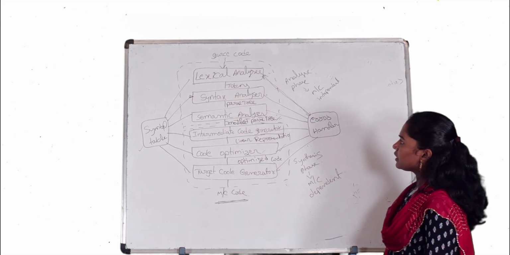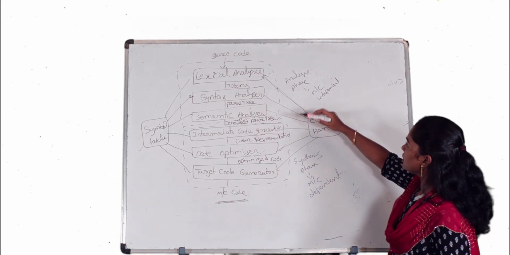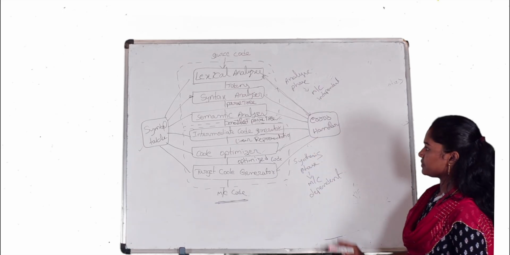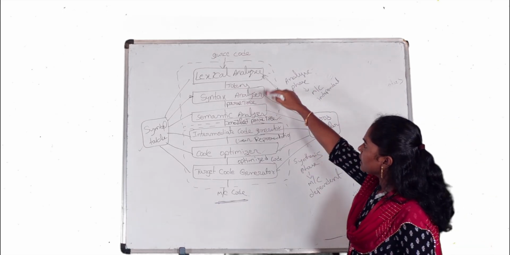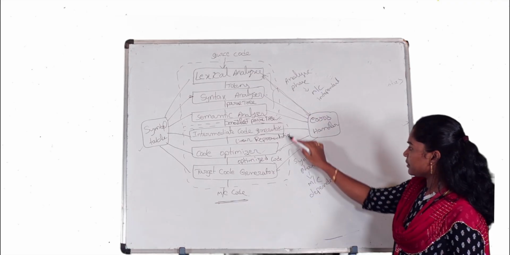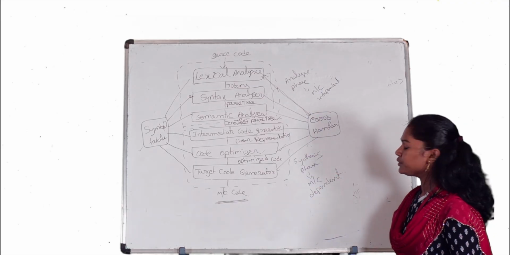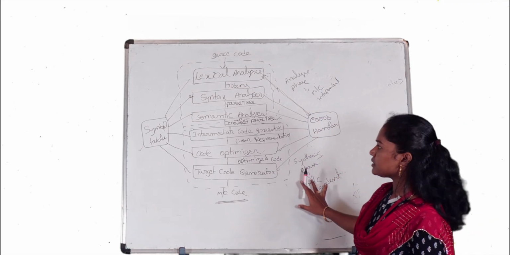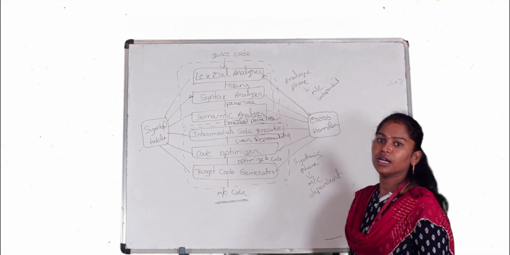So the phases are divided into 2 parts: the analysis phase and the synthesis phase. The first 3 belong to the analysis phase and the remaining 3 are related to the synthesis phase. So these are the phases of the compiler.